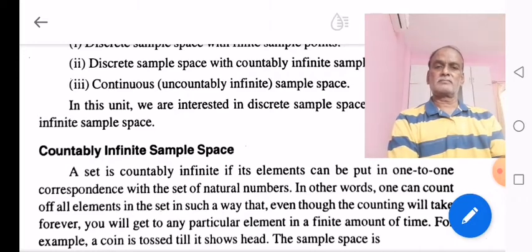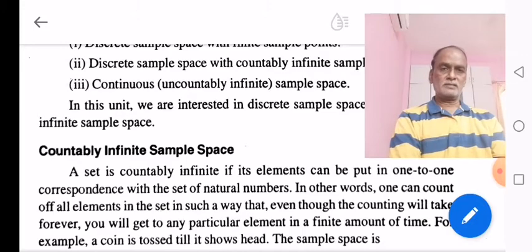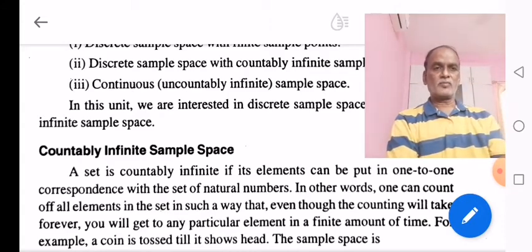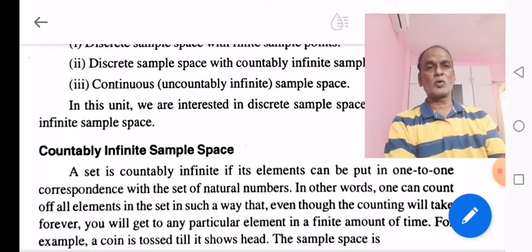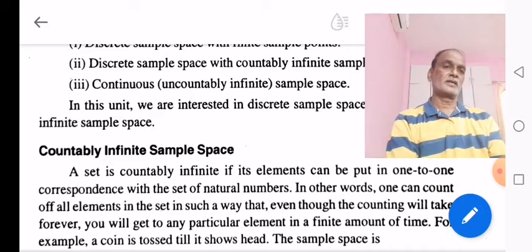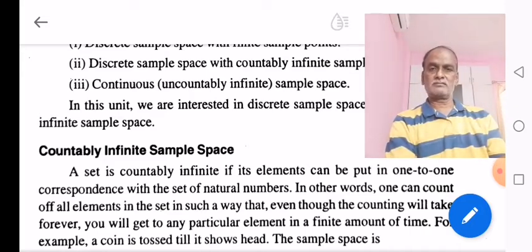For example, a coin is tossed till it shows head. So see, in example number 1, when we study the discrete sample space with finite sample points, how many sample points are there that is known to you? Tossing a single coin, there are only two sample points, head and tail. If two coins are tossed simultaneously, there are four sample points, HH, HT, TH and TT. Similarly, if we toss a single coin three times, then there are 2 raised to 3, that is 8 sample points.